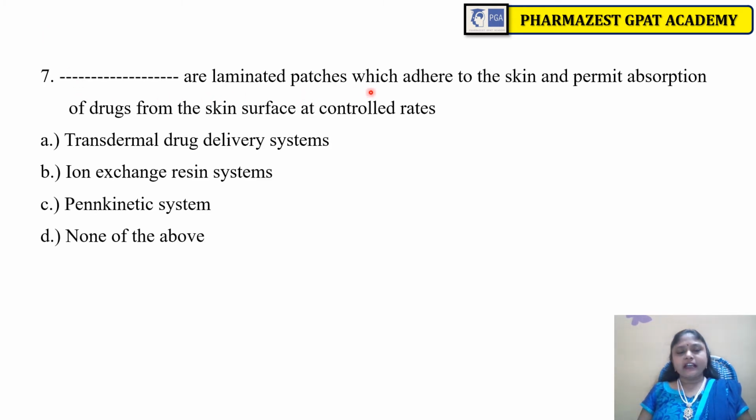And the next question is, dash are laminated patches which adhere to the skin and permit absorption of drugs from the skin surface at controlled rates. The options are A. Transdermal drug delivery systems, B. Ion exchange resin systems, C. Penkinetic system and D. None of the above. So the answer is transdermal drug delivery systems. So transdermal drug delivery systems are laminated patches which adhere to the skin and permit absorption. They help in absorption of drugs from the skin surface at controlled rates.